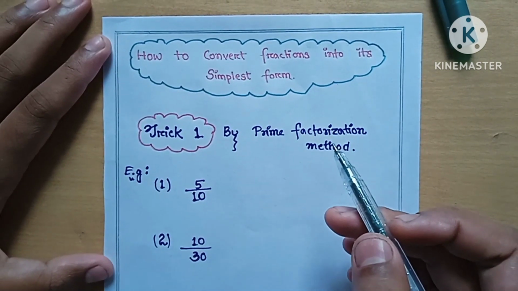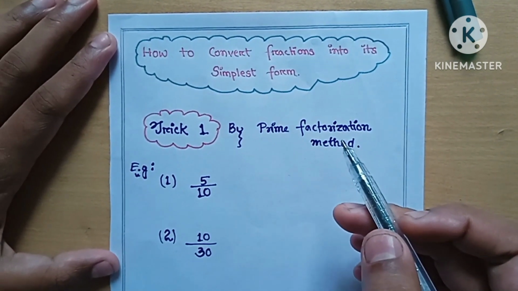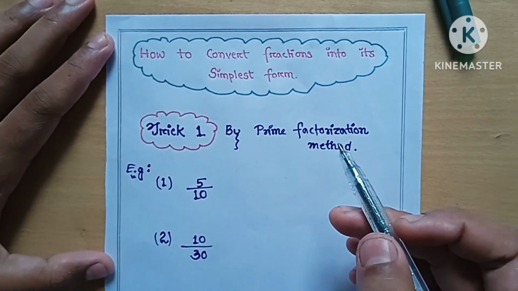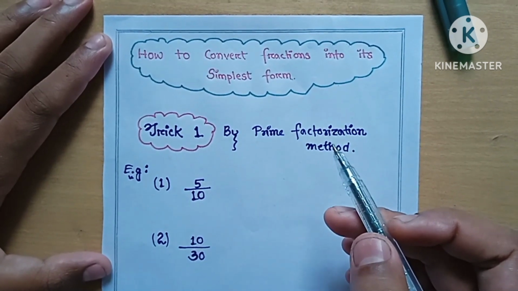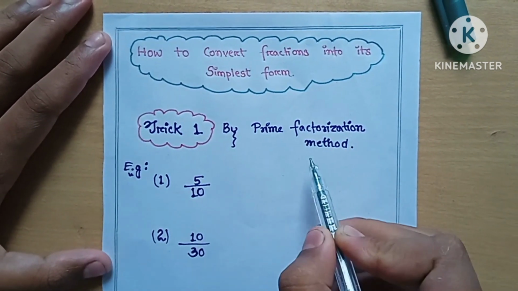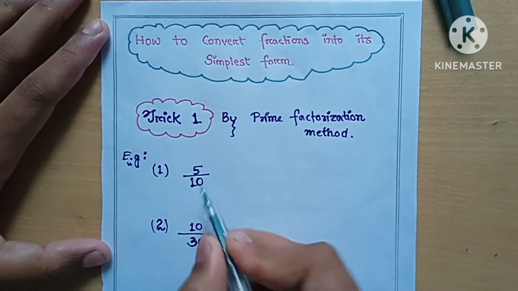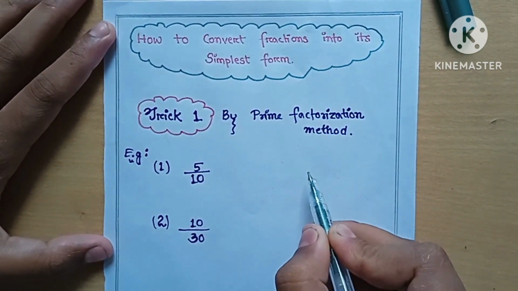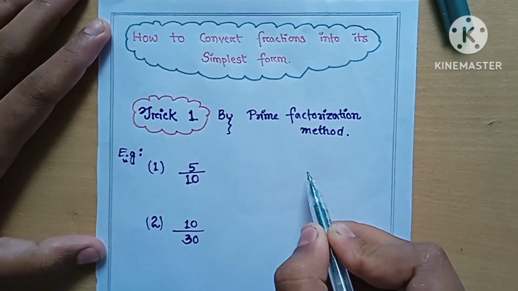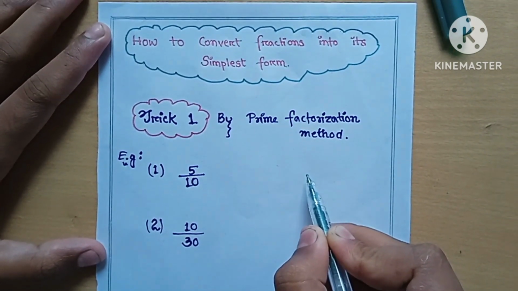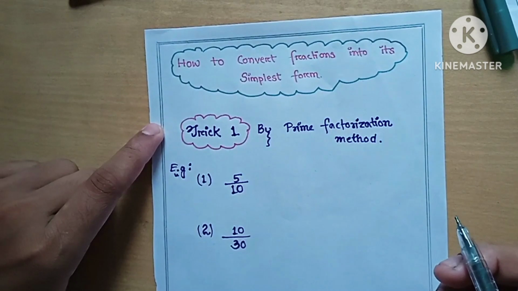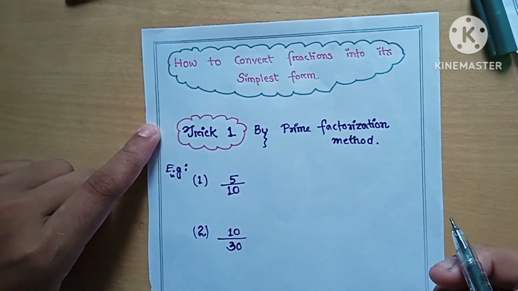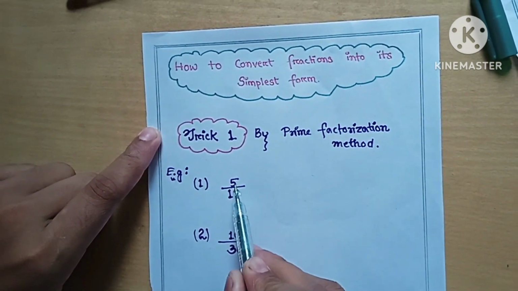So students, we have two tricks through which we can convert fractions into their simplest form. Let's see first the prime factorization method. Now we have to convert 5 by 10 into its simplest form using prime factorization. So students, how can we do this? First we have to find the prime factors of 5.